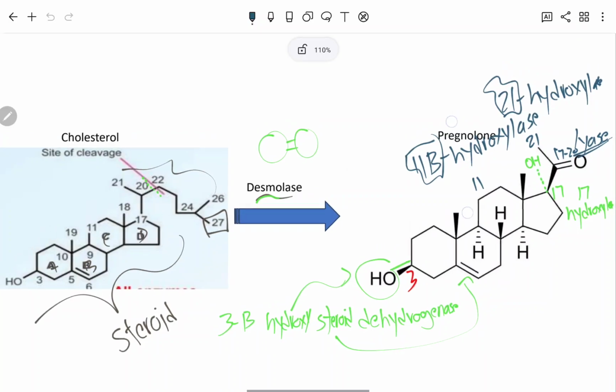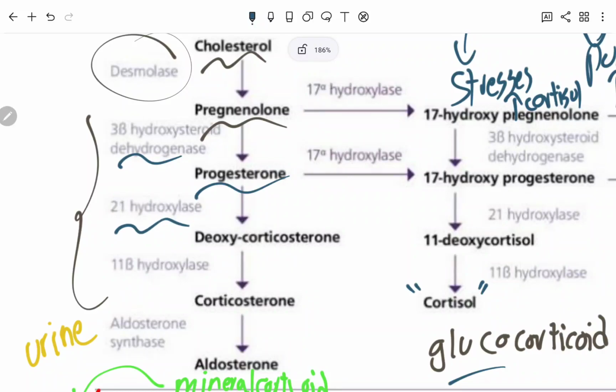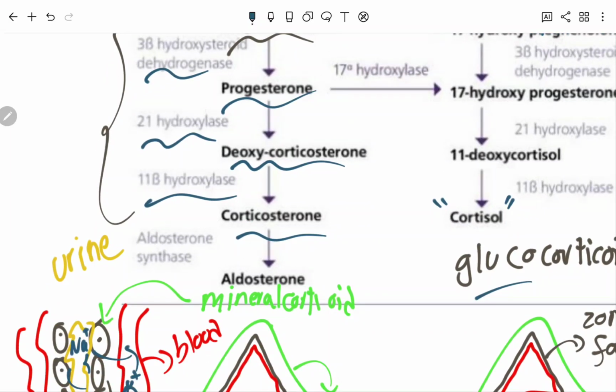And so here's our progesterone. The progesterone is going to undergo the secondary chemical modifications. 21-hydroxylase will hydroxylate the 21 carbon in order to yield the deoxycorticosterone. And then 11-beta-hydroxylase is going to perform another hydroxylation to yield corticosterone. And then corticosterone would get converted into aldosterone via the action of the enzyme aldosterone synthase.